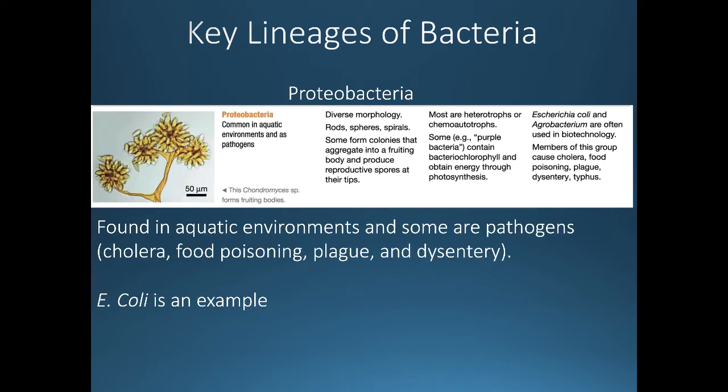Okay, this lineage of bacteria are called the proteobacteria. This is the one you've probably heard of the most because it represents E. coli, and most people have heard of E. coli in one form or another. We know that these bacteria are found in aquatic environments, and some of them are pathogens. And we've talked about this before when we talked about pathogenic bacteria, but remember that some forms of E. coli are linked to cholera, food poisoning, plague, and dysentery.